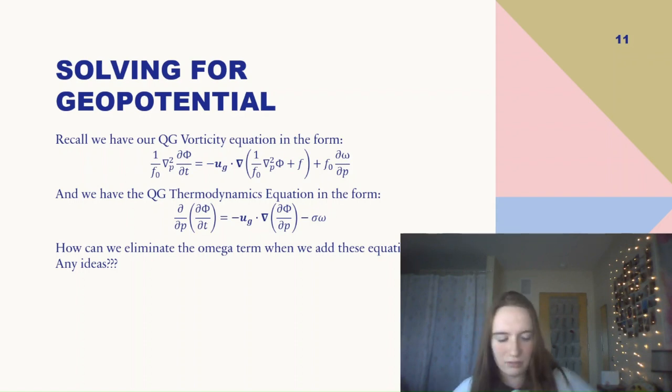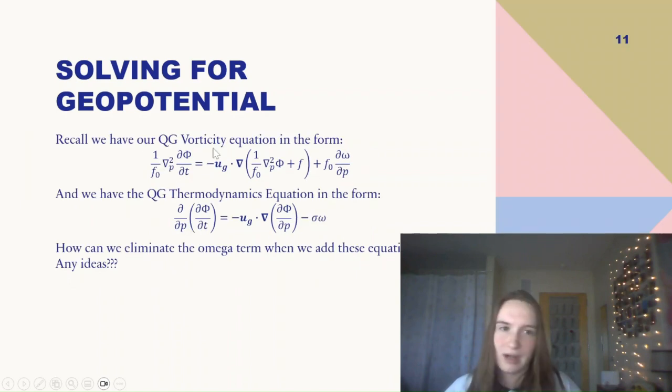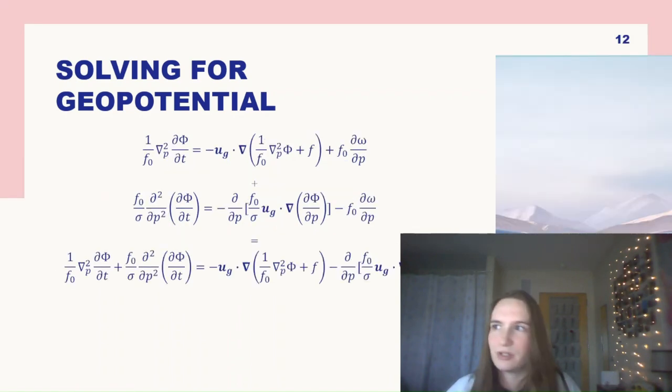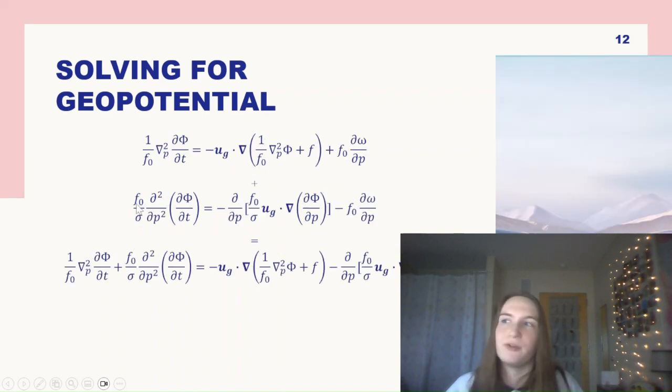So let's see what that looks like. This is what that looks like. So here's our top equation, which is identical to this one. I didn't do anything to the top equation. I only messed with the bottom equation. I took the vertical derivative, so now it's a second derivative instead of a first derivative. I've multiplied it by f naught over sigma, so you'll see that f naught over sigma, and here's that vertical derivative on that side. So we're going to add those together, and then look, these terms with the omega, they're identical. They cancel out, so they're gone. So we get this equation, and that's only in terms of the geopotential, so that's why we did that.